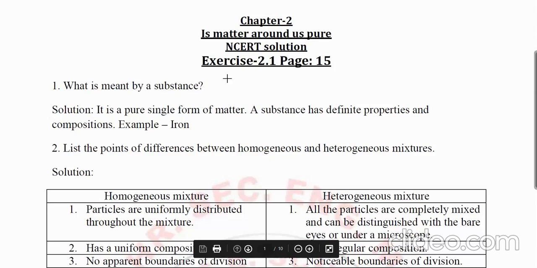Welcome back, students. So in this chapter, "Is Matter Around Us Pure?", we have completed all the discussion topics. I have discussed all the topics which are related to this chapter.